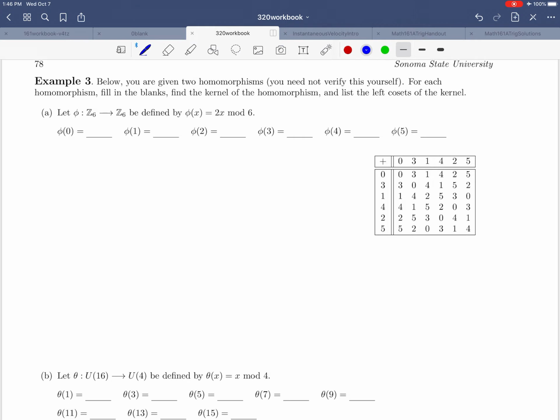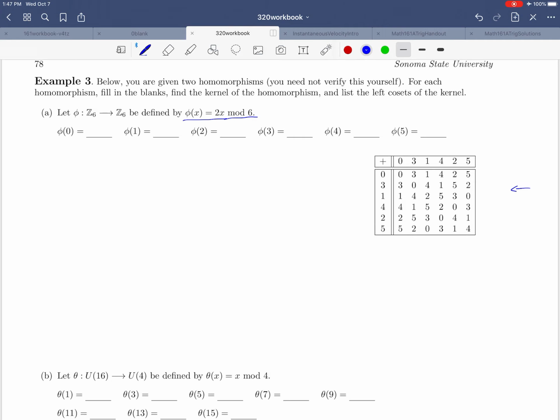where the homomorphism phi goes from Z6 to Z6 and is defined by phi of x is 2 times x mod 6. Okay, so the Cayley table is over here, but we can also use a formula to figure out what phi of 0, 1, 2, 3, 4, and 5 are.